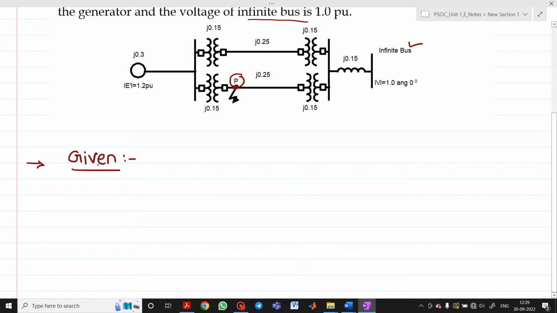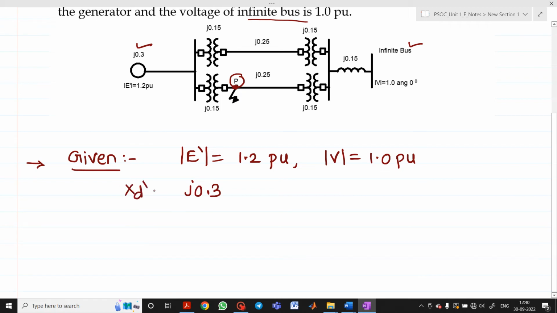First one is the internal voltage of the generator. That is, we have E dash equal to 1.2 per unit, which is the internal voltage of the generator. Then the voltage of the infinite bus bar, that is mod V, we can write as 1 at an angle 0, or 1 per unit. Then the transient reactance of the machine is given as J0.3. This is the transient reactance of the machine, I can write this as XD dash, which is in per unit.